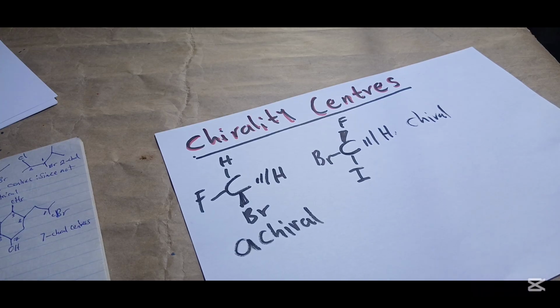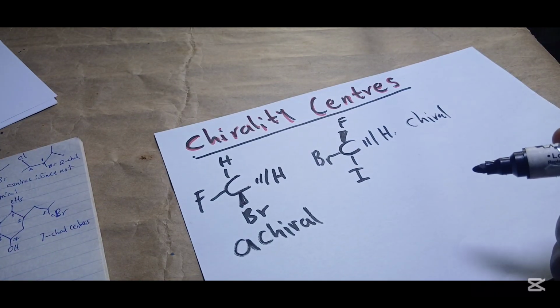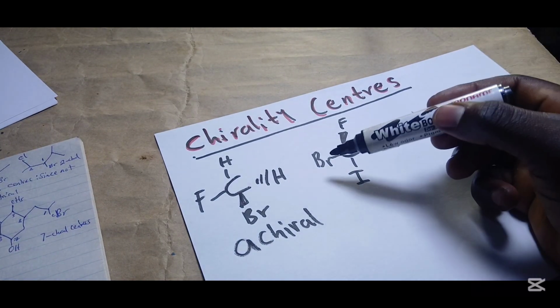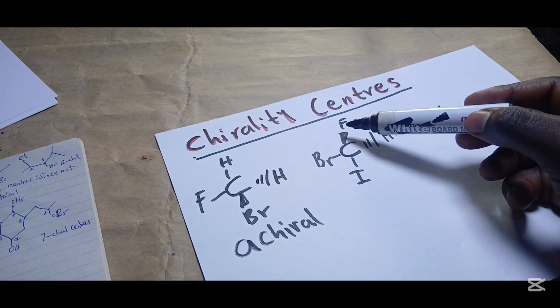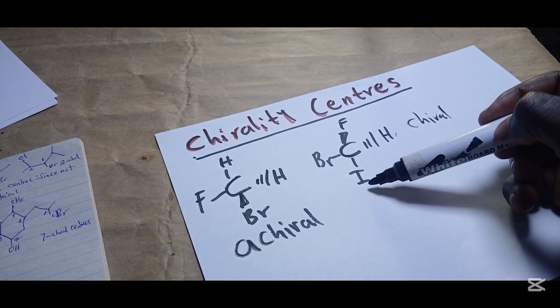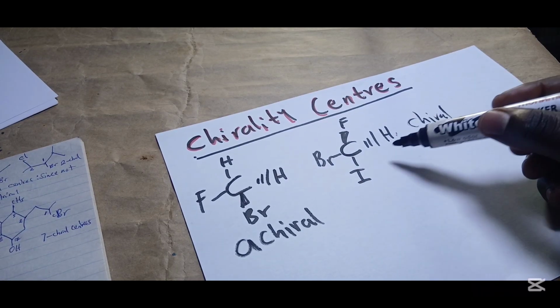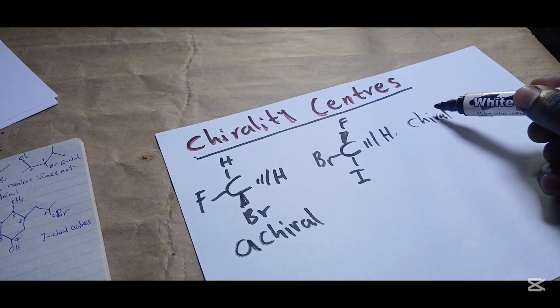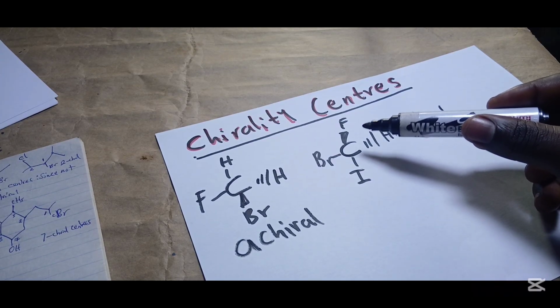A chirality center, or a chiral carbon, is a carbon with four different substituents attached to it. Looking at this carbon here, it has hydrogen attached to it, fluorine attached to it, bromine, iodine. So it has 4 different groups attached to it. So this carbon is a chiral carbon, and therefore the molecule here is a chiral molecule.